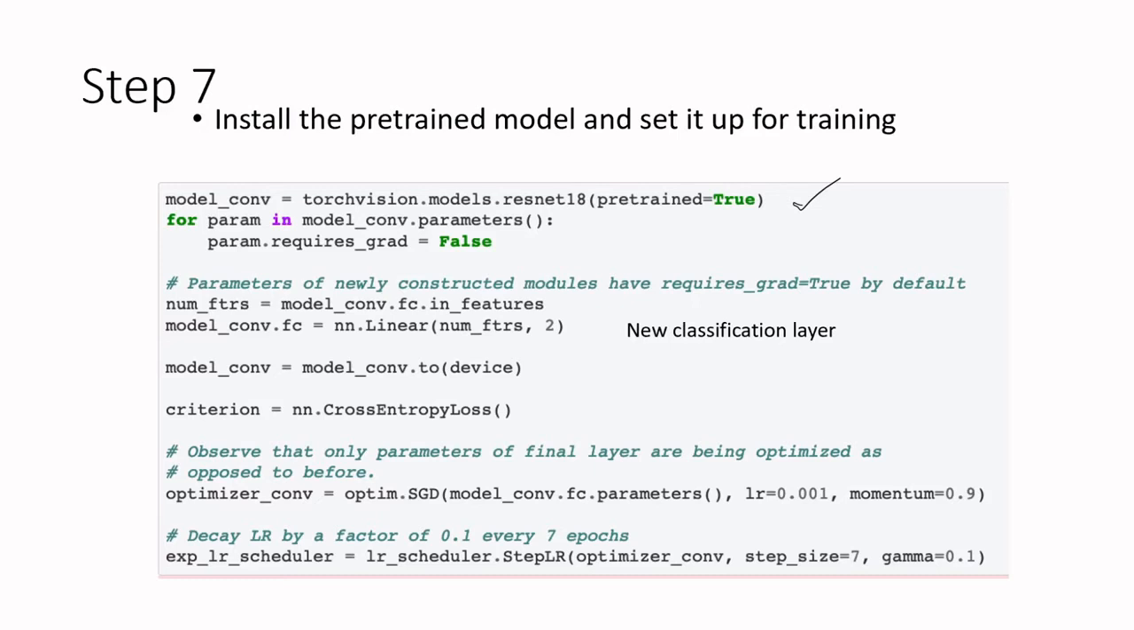Again, setting the parameter requires_grad equal to false indicates that no changes in the parameters will be made. All right. And over here, we are defining a new classification layer for our problem because we only have 2 classes. So basically our output should consist of only 2 neurons. That's basically what we have defined here.